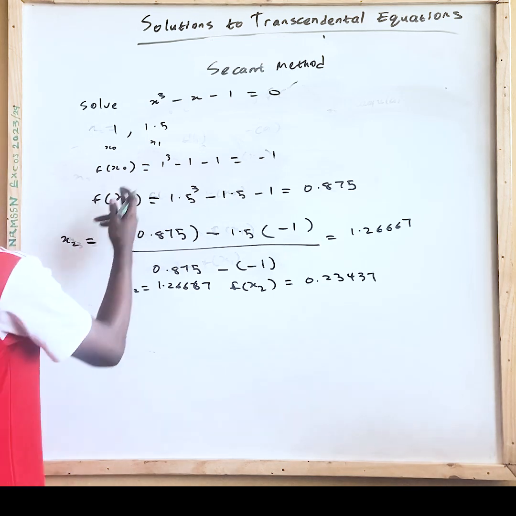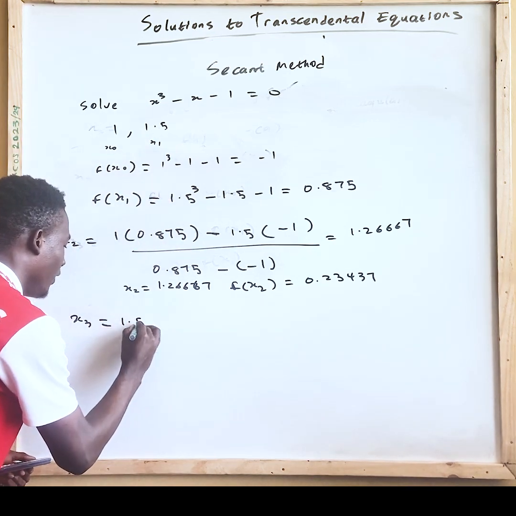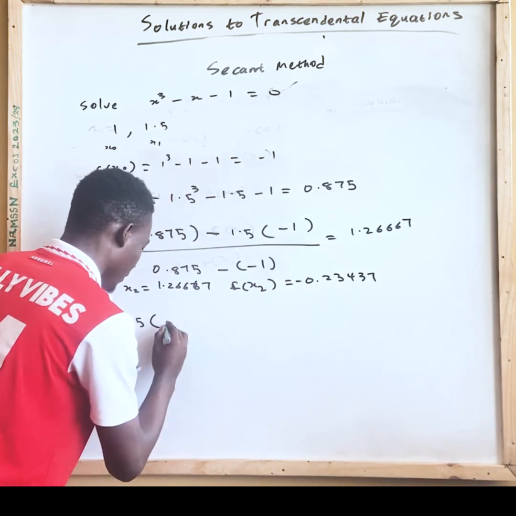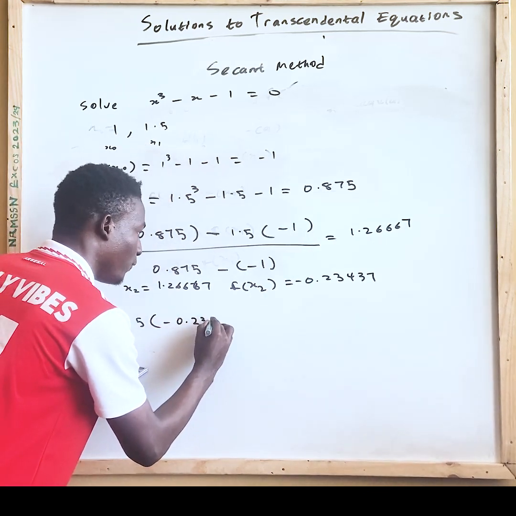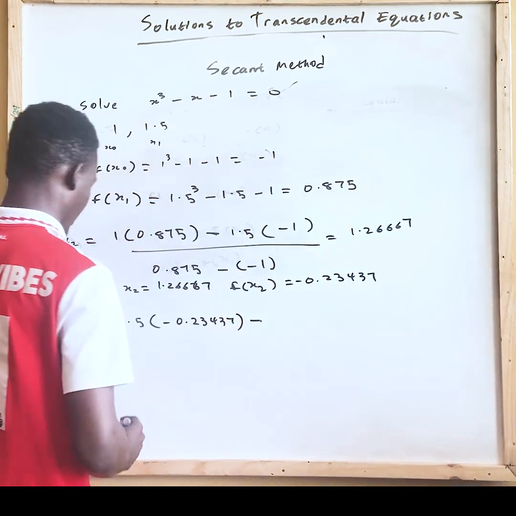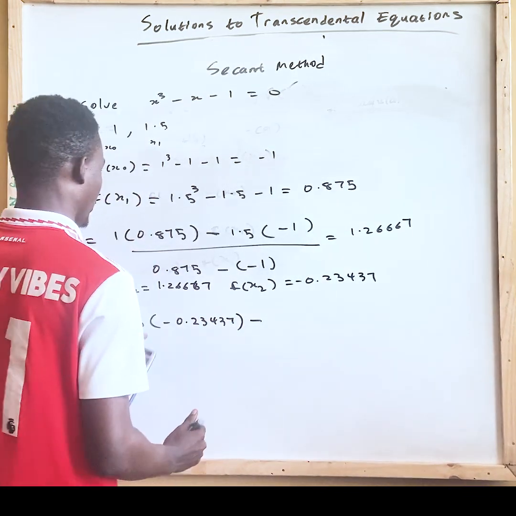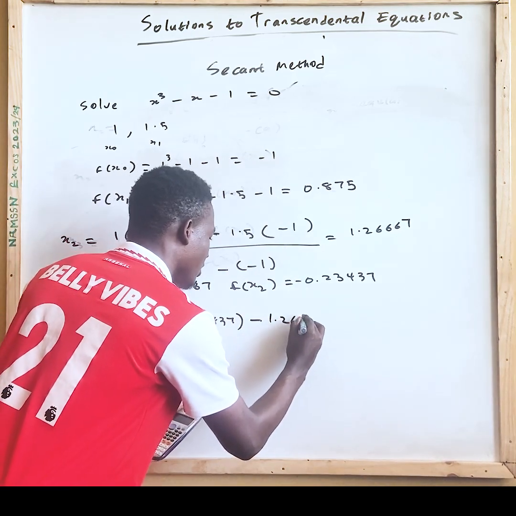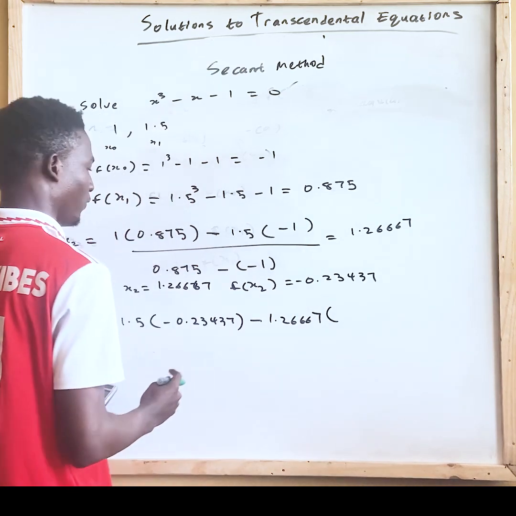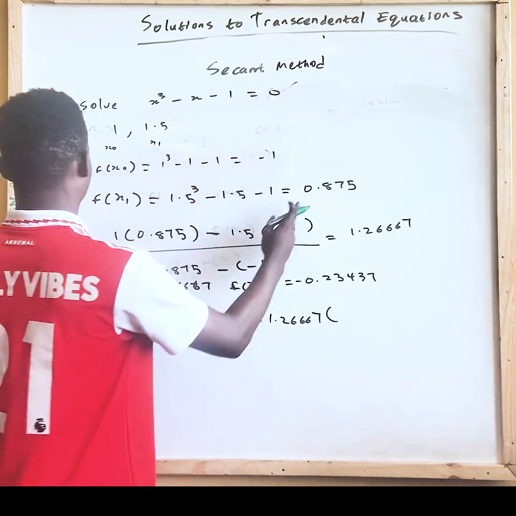So x3 is x1, where is x1? 1.5 in brackets f of x2, 0.23437, minus x2, which is 1.26667, in brackets f of x1. What is f of x1?